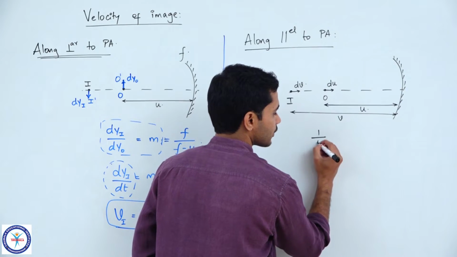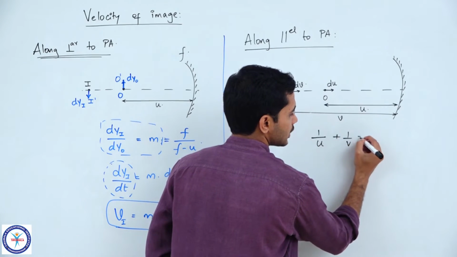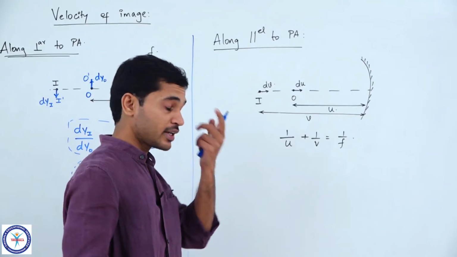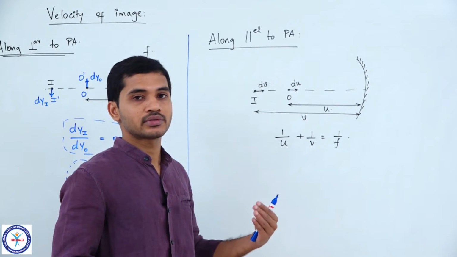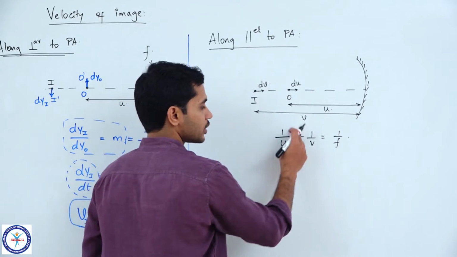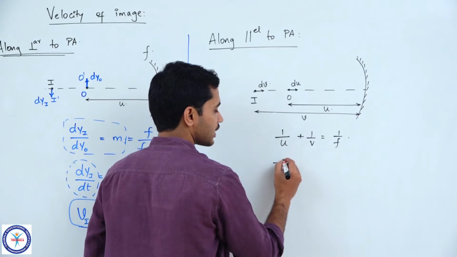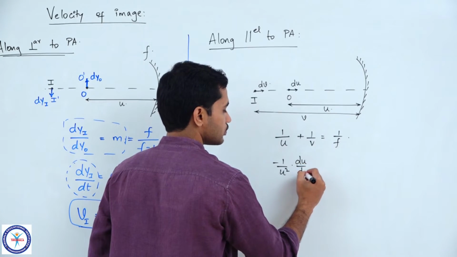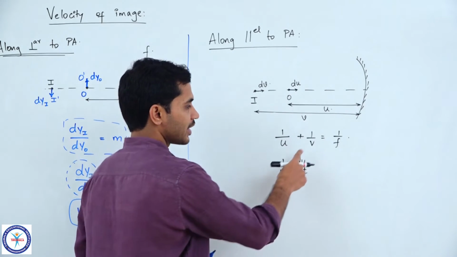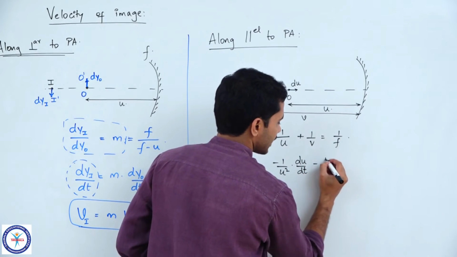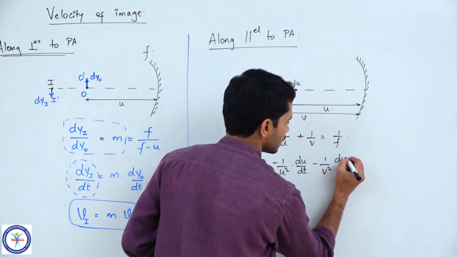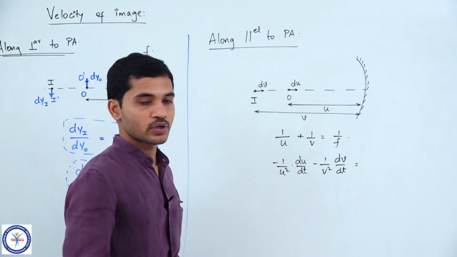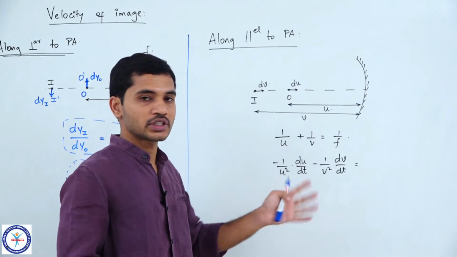I can directly write the mirror formula, 1 by u plus 1 by v is equal to 1 by f, and I will just differentiate this expression, this time with respect to time. So when I differentiate 1 by u with respect to time, I will get minus 1 by u square into du by dt. Similarly, when I differentiate 1 by v, I will get minus 1 by v square into dv by dt, is equal to, you know that the focal length of a mirror will anyways be constant, it does not change with the motion of object and image.